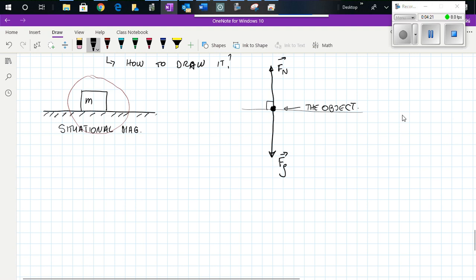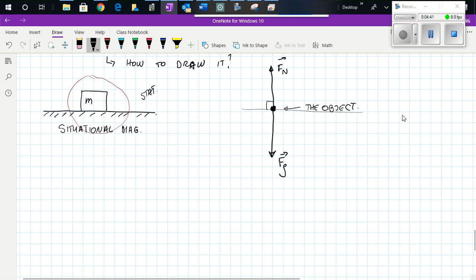Now, do I have a force of friction? Maybe. I don't know. I didn't mention anything about that. So I will leave it out for now because the object is stationary. And even if we have a force of friction, we will not see it.